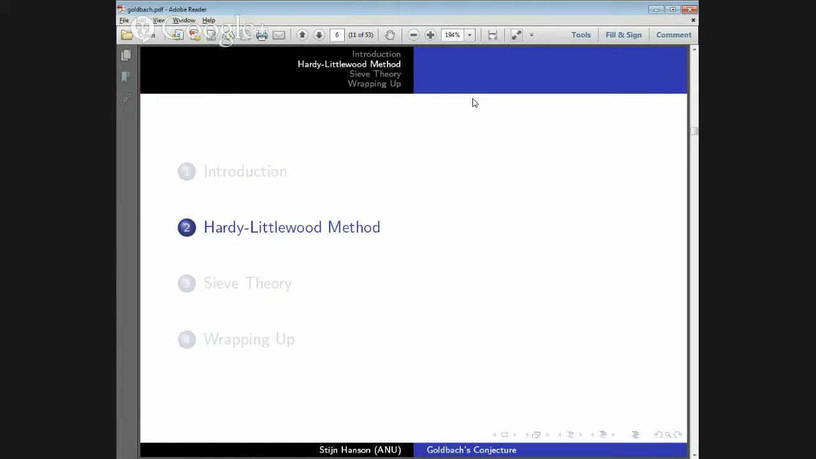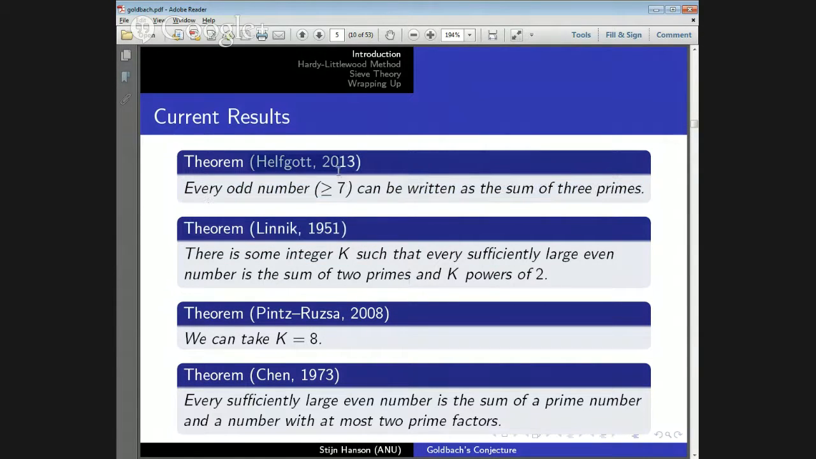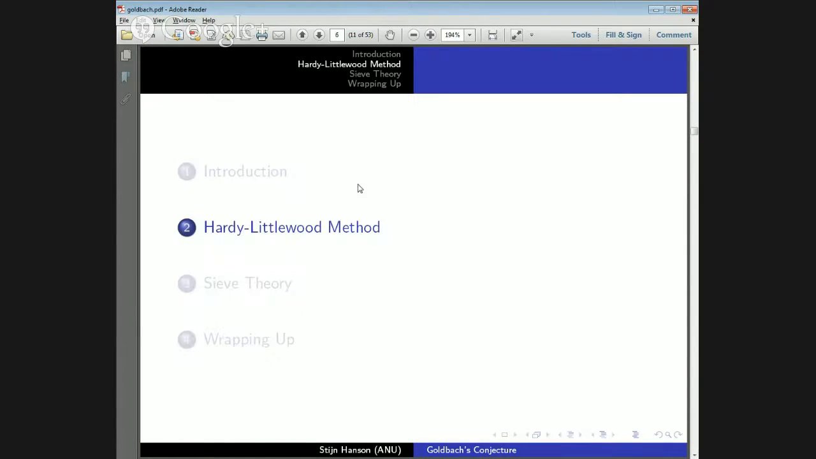Okay, so the first 2 of these problems were attacked using the Hardy-Littlewood methods. That's the Helfgott and Linnik stuff was done by the Hardy-Littlewood method. And Chen's theorem involved sieve theory, although some sieve theory, I think, popped into Helfgott's proof. I don't know about Linnik. I don't think so. But I'm going to start on the Hardy-Littlewood method, delve into some of the details, but then ease off again back to sieve theory, get in some details, and then ease off. So if at any point you feel lost, which I really hope you don't, there will be a reprieve.